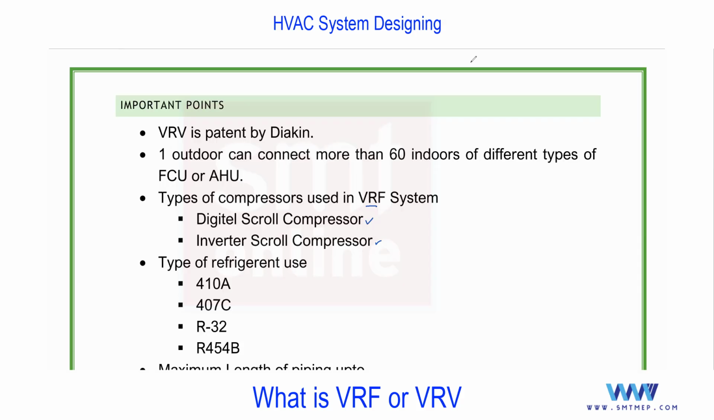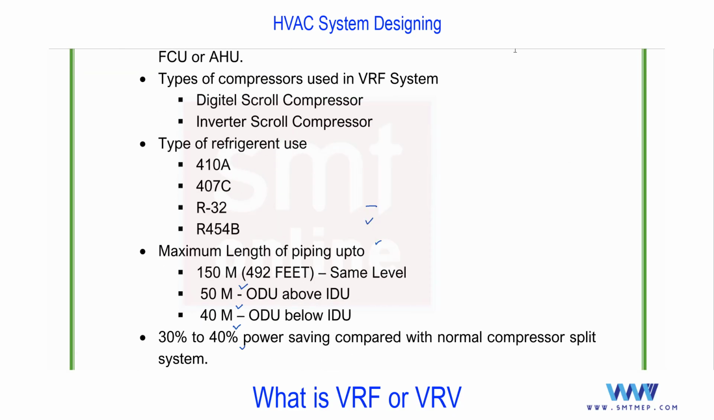Next, you see the type of refrigerant commonly used in a VRF system. May be asked in an interview. R410A or R407C, R32 or R454B, and all belong to the HFC category, hydrofluorocarbon. You know what HFC is. Next, this is also an important point to discuss.